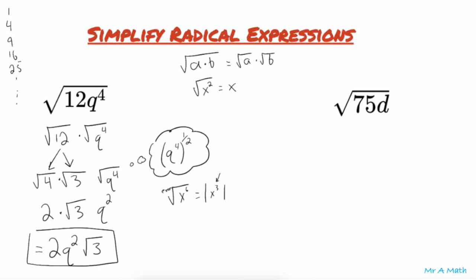Okay, let's look at one more. Here we go, we're going to separate right away. I like to break everything down as far as I can first, and then simplify. So I'm breaking it down to the square root of 75 times the square root of d. Now I need to break up 75. Can I break up 75 into two numbers that multiply to get me 75, but one of them is a perfect square? Give you a second to think about it.